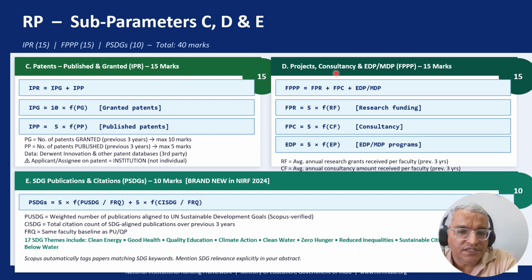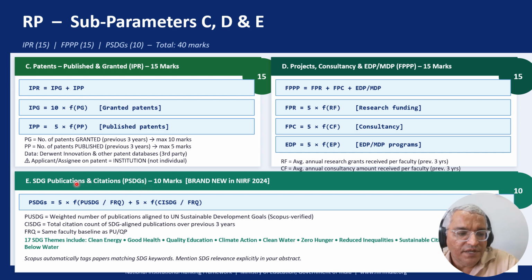Parameter D is projects, consultancy, EDPs, executive development programs, MDPs. This is for 15 marks. So this has three parts: FPR, which is grants, FPC, consulting, and third party trainings. FPR is research funding, it carries 5 marks, consultancy carries 5 marks, and trainings to executives carries 5 marks. RF is average annual research grants received per faculty in last 3 years. CF is average annual consultancy amount received per faculty. So this is calculated with faculty in the denominator, for last 3 years.